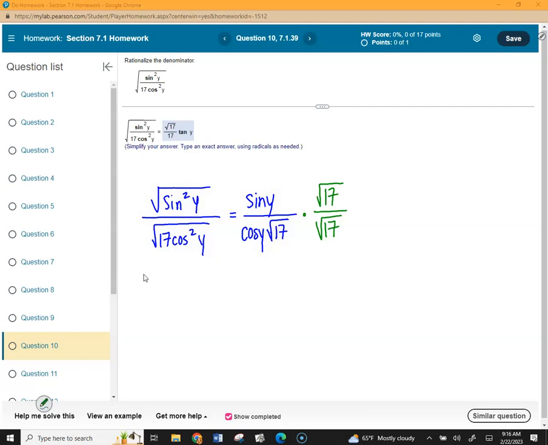So right here, there's no back arrow. I just accidentally covered my y up. But this is actually just tangent, correct? And that would be in the top. So this right here is actually tan of y over the square root of 17 is another way to write it. You see how I got that? And then the square root of 17 times the square root of 17.